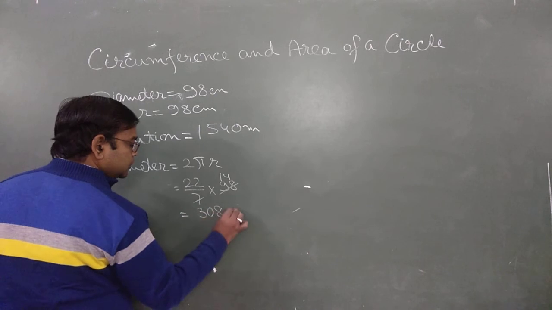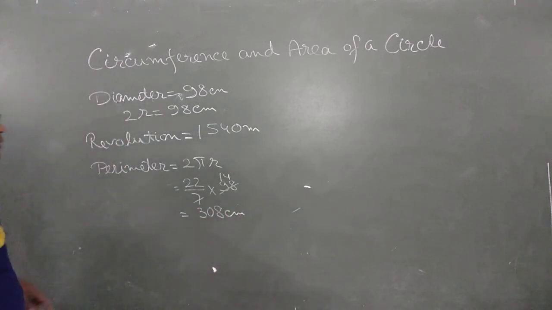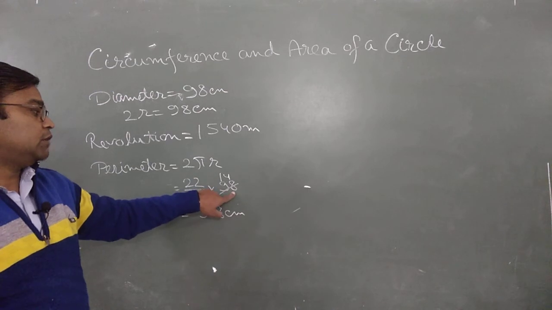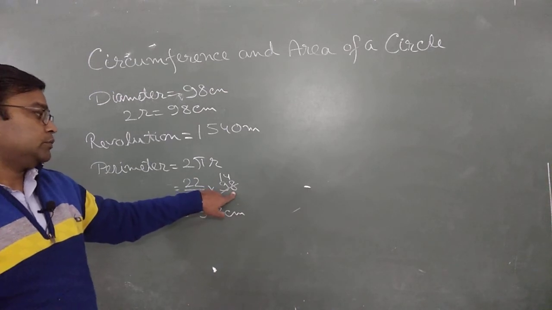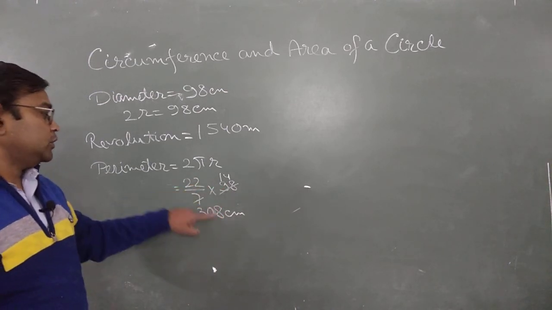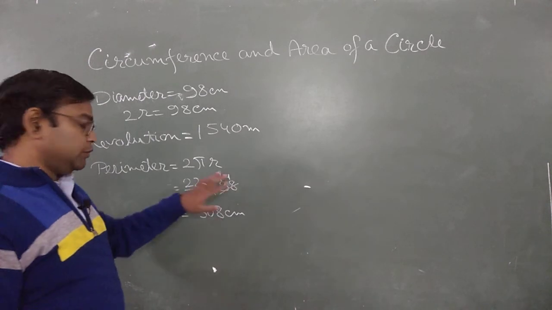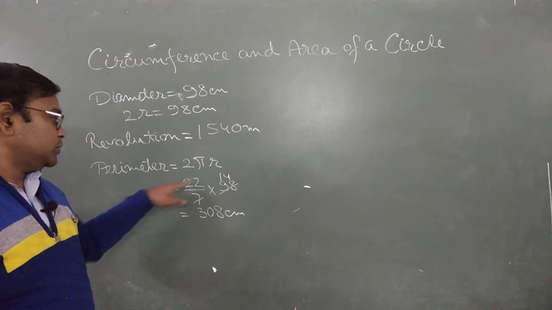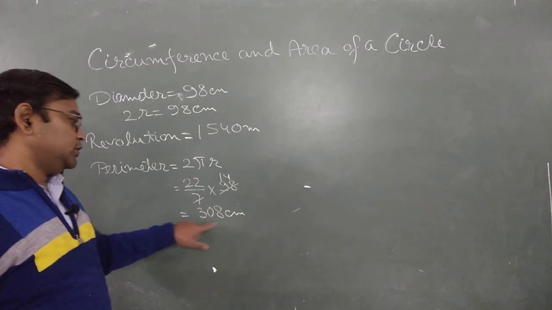It's near about 308 centimeter. Once again, cross check it. 7 1 is 7, 7 4 is 28. 14 2 is 98. Sorry, 14 2 is 28. 8 2 carry. 14 2 is 28 plus 2, 30.